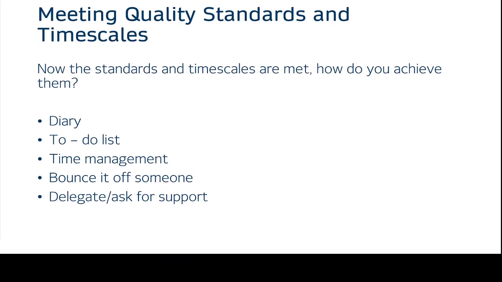Meeting quality standards and timescales. So now that the standards are met, how do you achieve them? So they're set, how do you achieve them? You would do some time management, essentially. That's what all this is about. This is all about time management. So you'd maybe use a diary, you maybe use a to-do list. You would look at what work you've got to do. You'd estimate how long that work's going to take, and you'd plan out when you're going to do it.